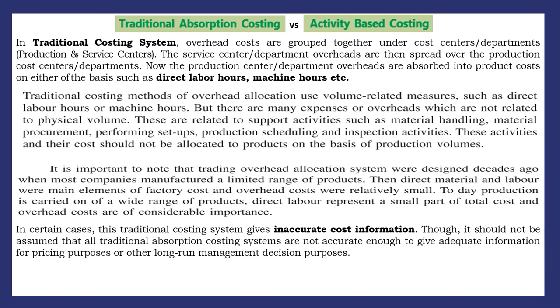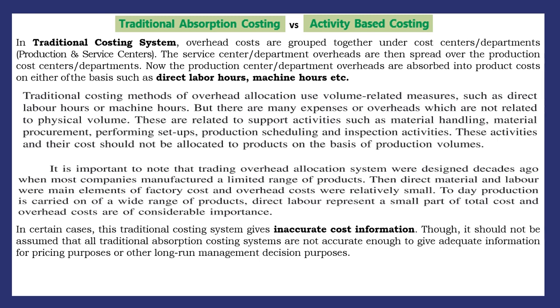These production department or production center overheads, or indirect costs, are absorbed into the product cost based on either direct labor hours or machine hours. So in traditional absorption costing, there will be production and service departments. Overheads will be calculated for the production and service departments, and the service department overheads will be spread over the production departments. Now the final production department overheads will be absorbed into the product based on either direct labor hours or machine hours. That is the system they follow in the traditional absorption costing method.